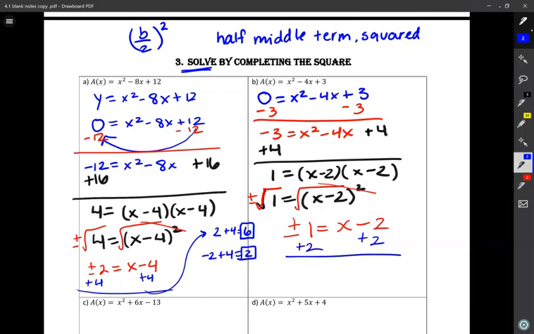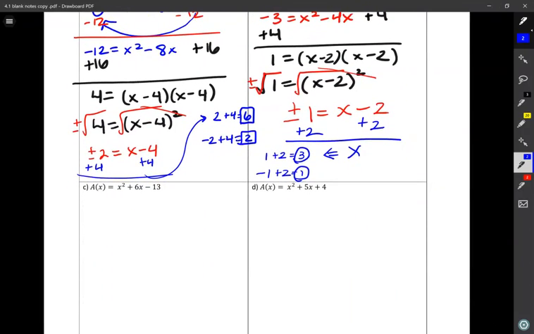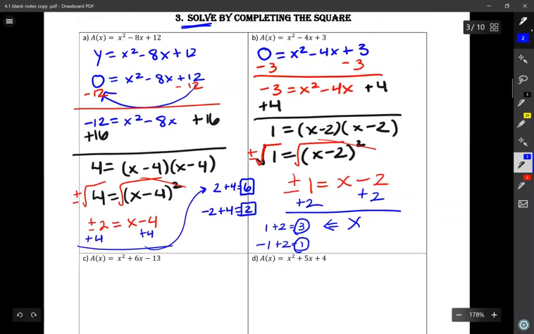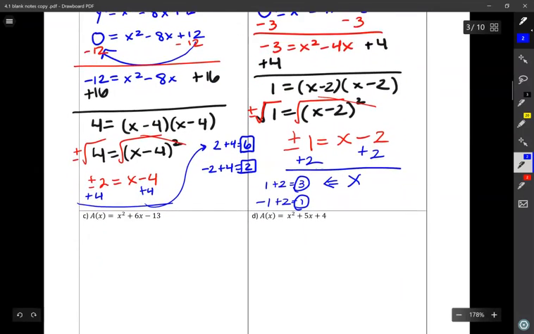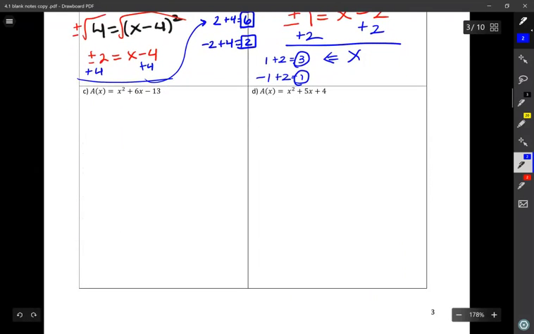We're left with 1 plus 2. And then we're also left with negative 1 plus 2, which is 1. So your answers are 3 and 1. And again, if you wanted to, you could actually go and check it. You could also graph it and see that it did cross the x-axis at 3 and 1. All right, go ahead, try another one.